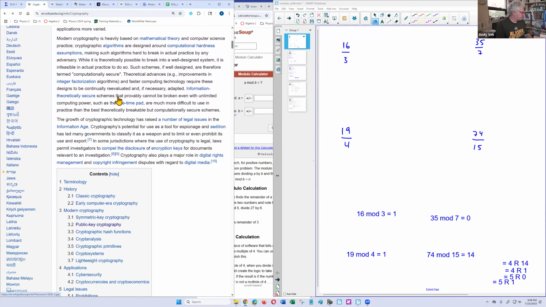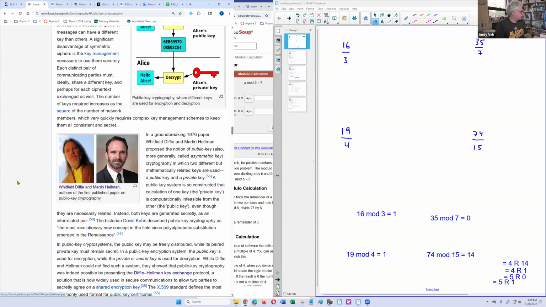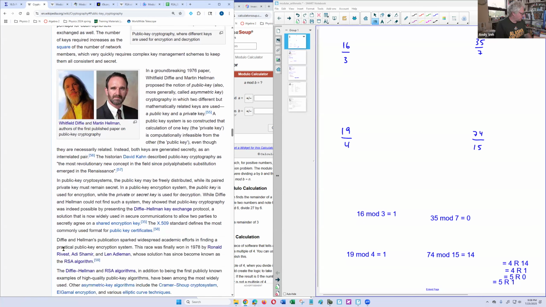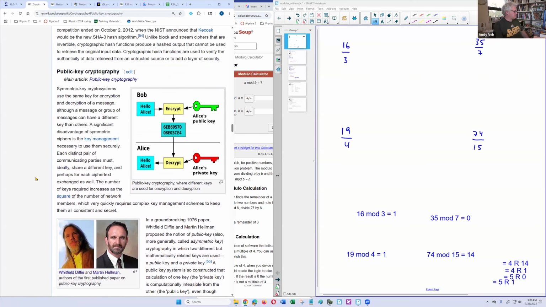If I scroll down a little bit, that's the Wikipedia page, public key cryptography. And there again is Bob and Alice, but then it also talks about these two researchers, Diffie and Hellman, and then there are three more. Let's see here. They are Rivest, Shamir, and Adleman. This all goes back to the 70s and 80s. And all five of them were cryptographers and mathematicians that worked with this kind of modular arithmetic.